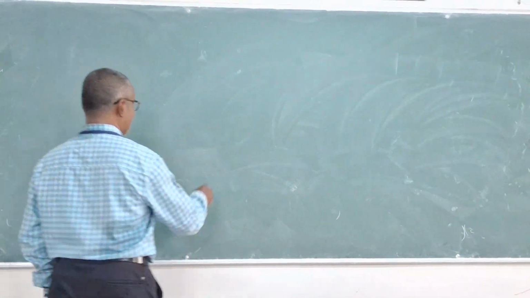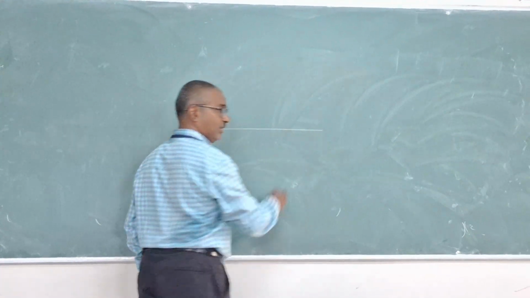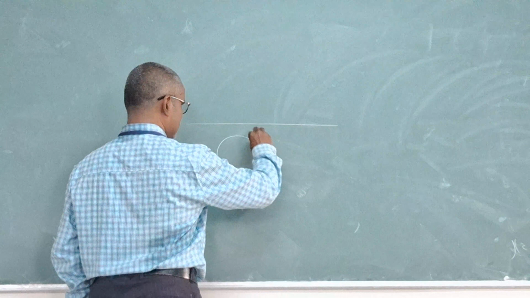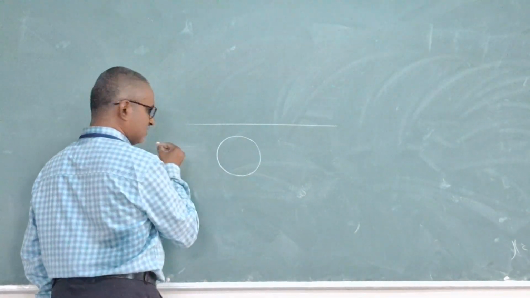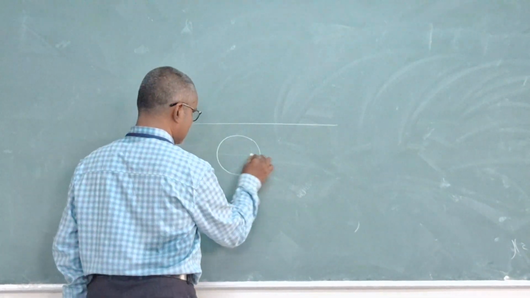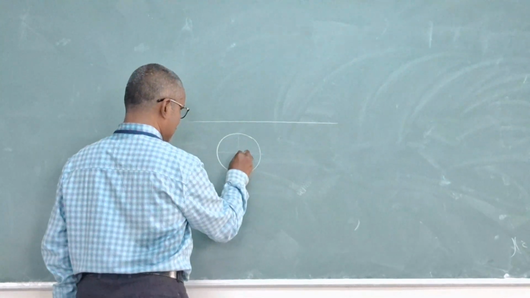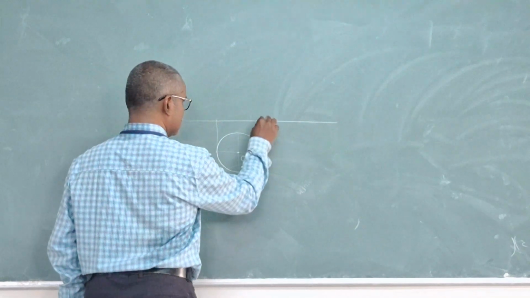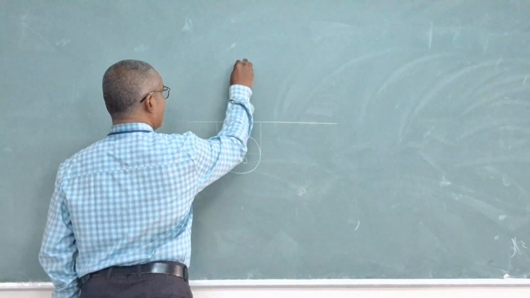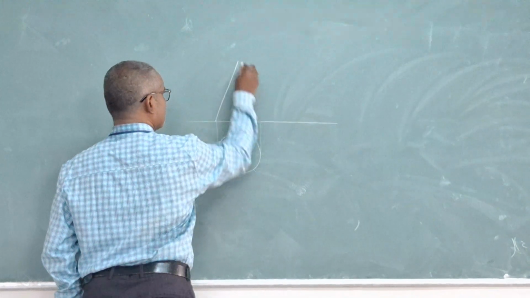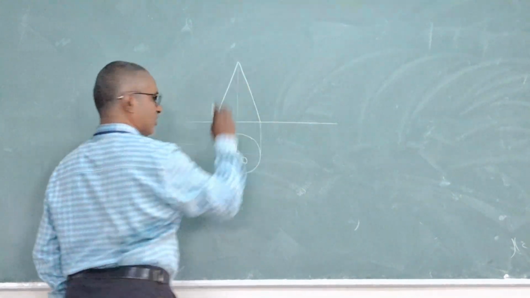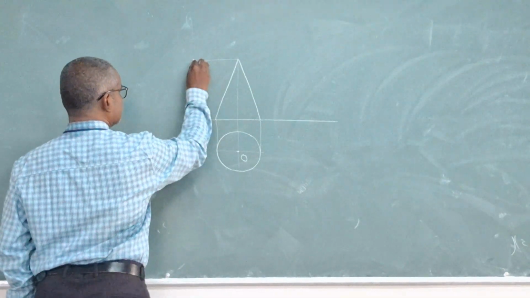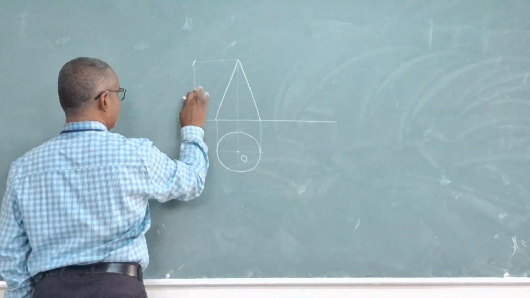So first you need to draw a top view and front view as usual. The top view of the cone is a circle with apex O, and the front view of the cone is this one. This is the height of the cone. Now what is the height of the cone? 65.